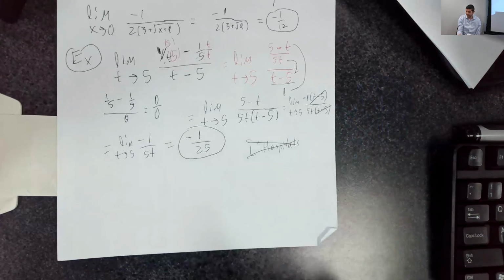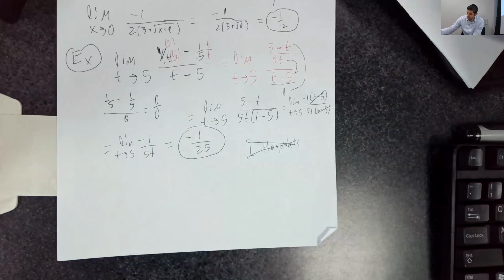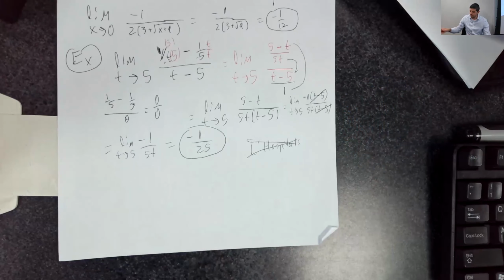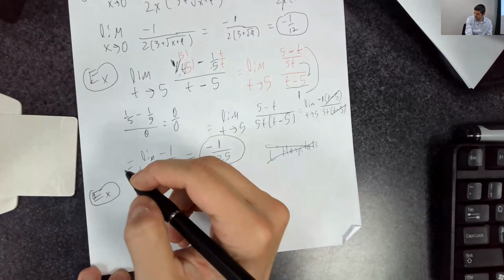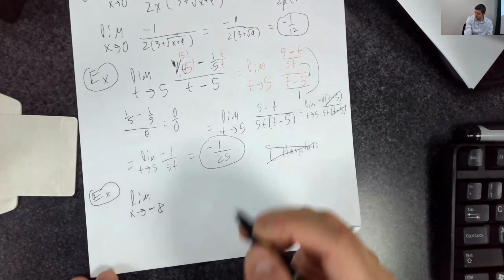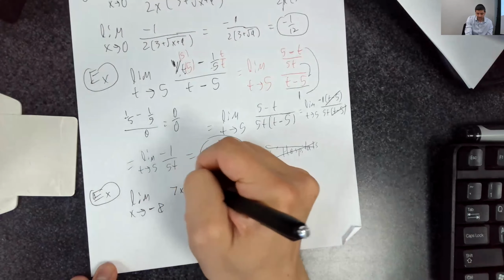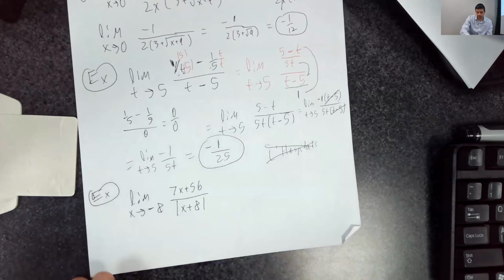Okay, so that's one kind of limit. This next one's a little bit tougher. What if they ask you to do an absolute value limit? 7x plus 56 divided by the absolute value of x plus 8. Okay, absolute value.